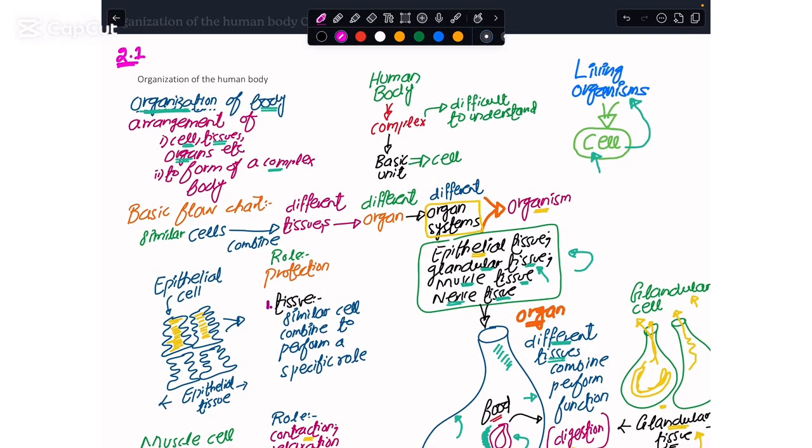Okay, class. So here we are back with another important lecture. For today, we will be talking about section 2.1 of your Edexcel IGCSE Biology, and we will be discussing the organization of the human body.